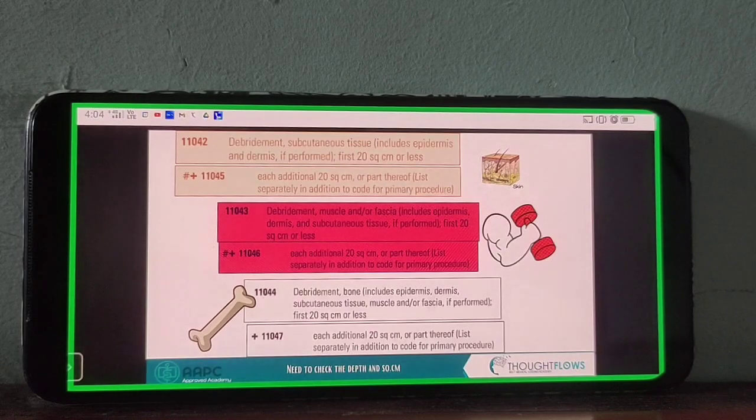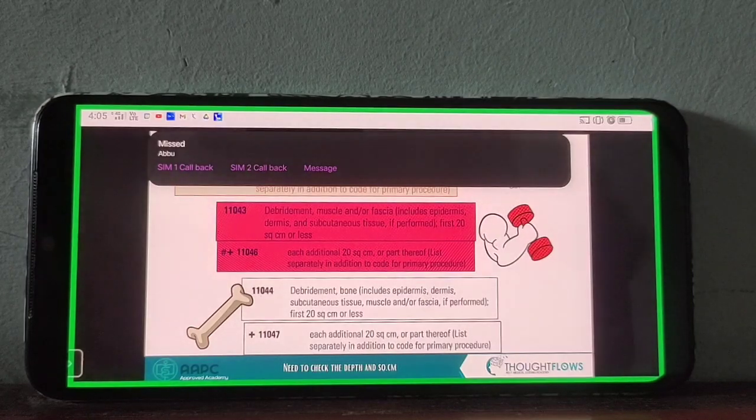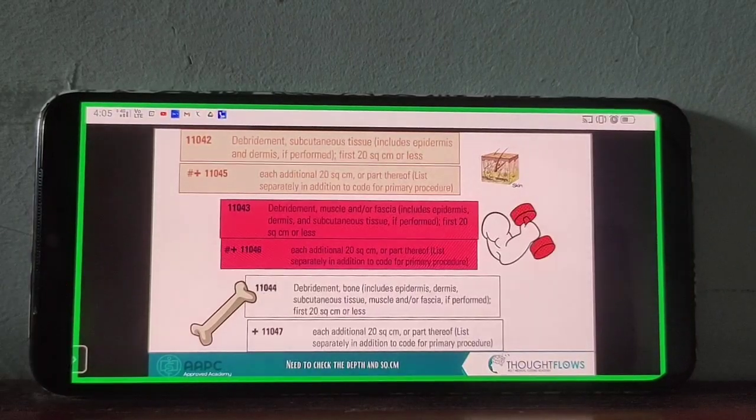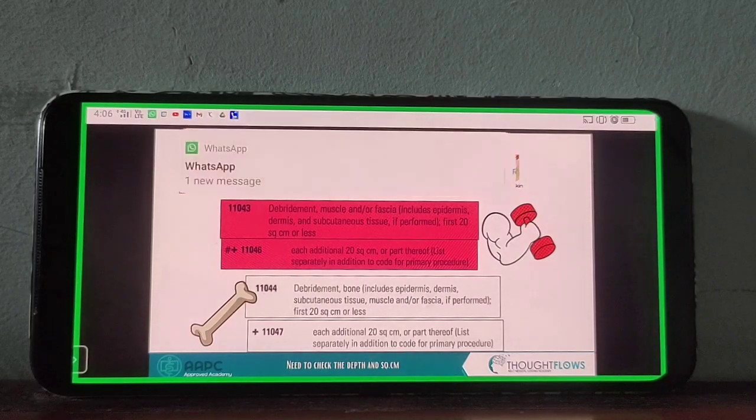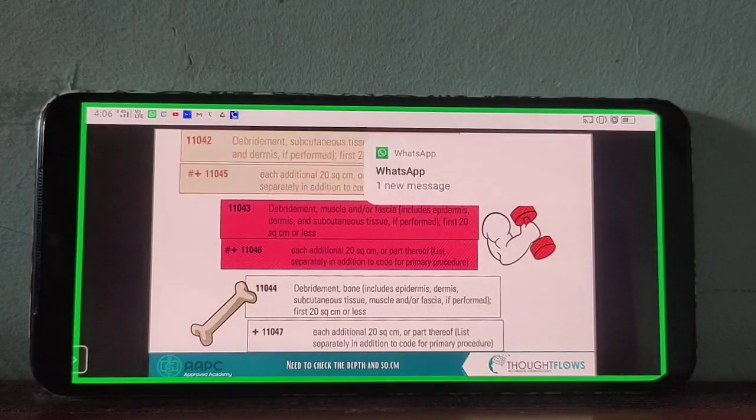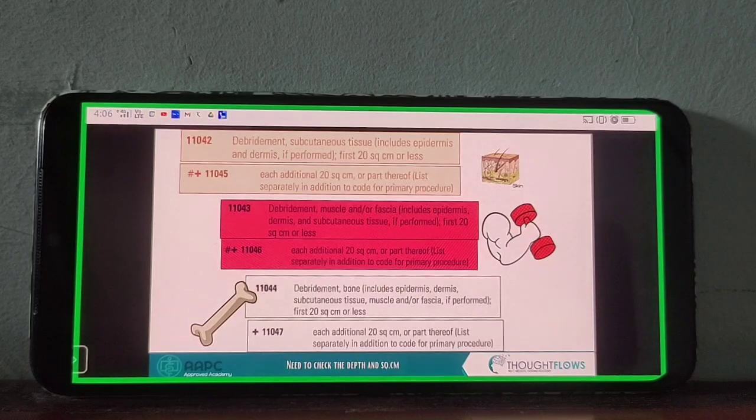Primary code is for the first 20 square centimeter or less. Then the additional code should also be reported for each additional 20. So that's why here we are splitting the values as 20. So 20 plus 7: for first 20, 11044. Then the remaining 7 also we can apply 11047, because for every 20, less than 20 also we can apply the add-on code.